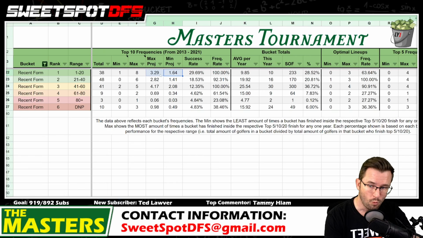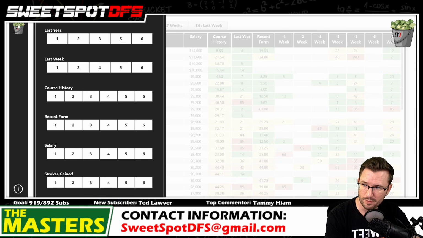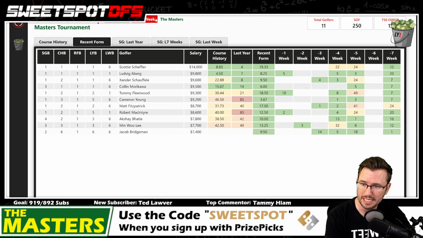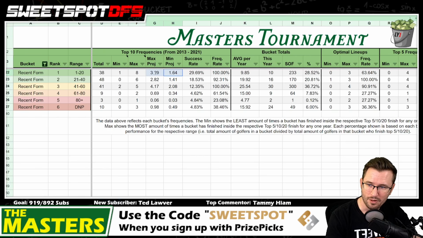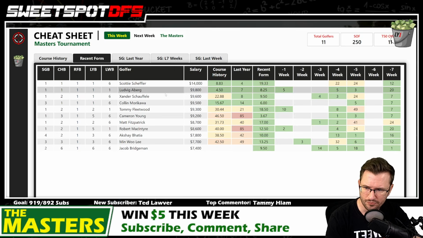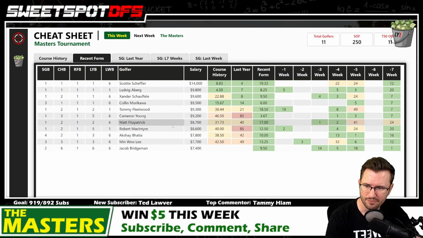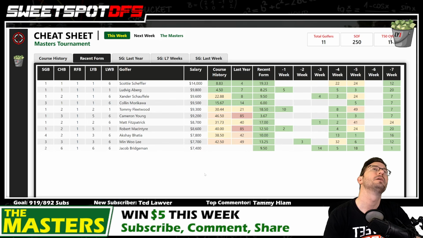So recent form 1s, 1 to 4. That's kind of what we're looking at. So again, go into the bucket system or the bucket filters, and we put in recent form 1s. And guess who's in this bucket? Scotty Scheffler. So the Scotty effect means we drop down the minimum by 1. So when we look at this, 1 to 4 would turn into 0 to 4. And I don't know if that's the correct way to go about it. Let's just take a look at the rest of the golfers. We have Ludwig, Xander, Colin, Tommy, Cam Young, Fitzpatrick, McIntyre, Batia, Minwoo, Jacob Bridgman. Oh my God. Yeah, okay.